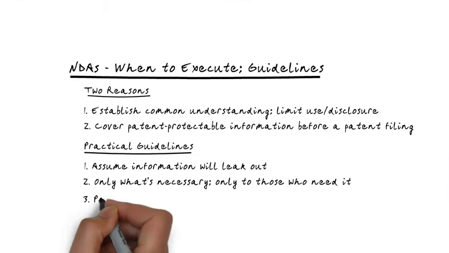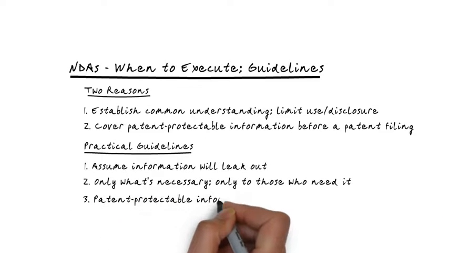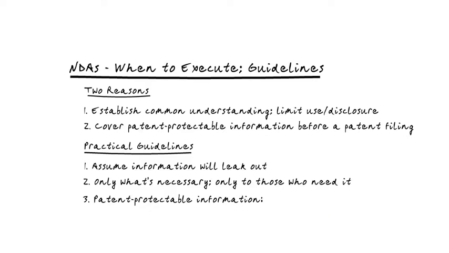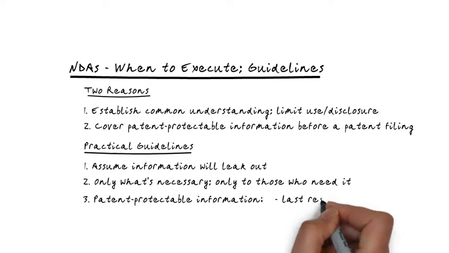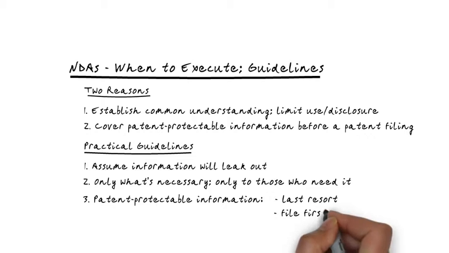Number three, in the case of proprietary information that could be patent protected, consider an NDA as a safety net of last resort, and whenever possible, file at least a provisional patent application covering the information to be disclosed before you disclose it.